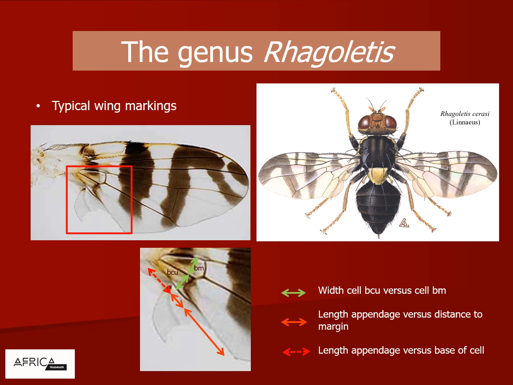Regarding the shape of the cells BCU and BM, the green double-headed arrows show the width of both cells. Also here, both have approximately the same width. However, the appendage of cell BCU is very short and tapering towards a pointed apex, not like in Tephritidae where we saw it was constricted in the middle. The length of the appendage is distinctly shorter than the distance from the tip of the appendage till the wing margin. Look at the red arrows. And the appendage itself is also shorter than the base of cell BCU.